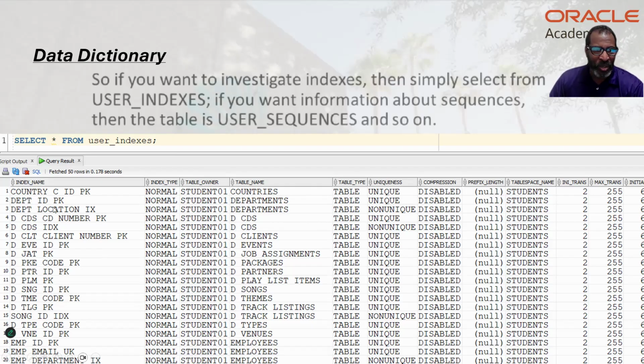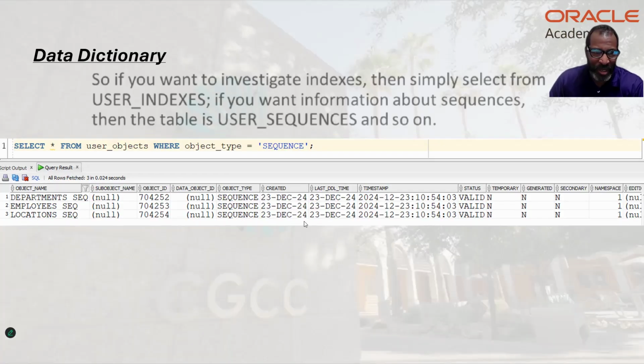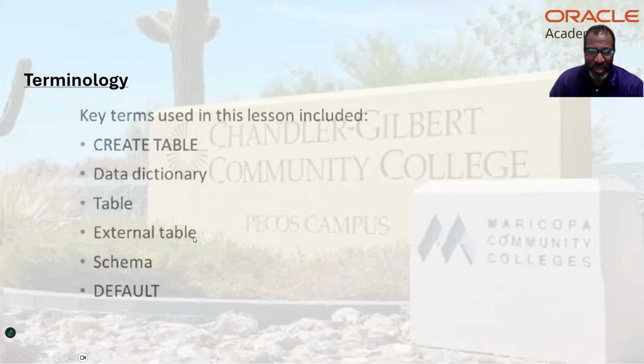The one thing I do want to mention again is that you are all part of this cloud instance, so generally you're not going to have a problem with multiple users. So this is, once again, user objects, looking at sequences, and notice the naming convention and all that fun stuff. So there you go.